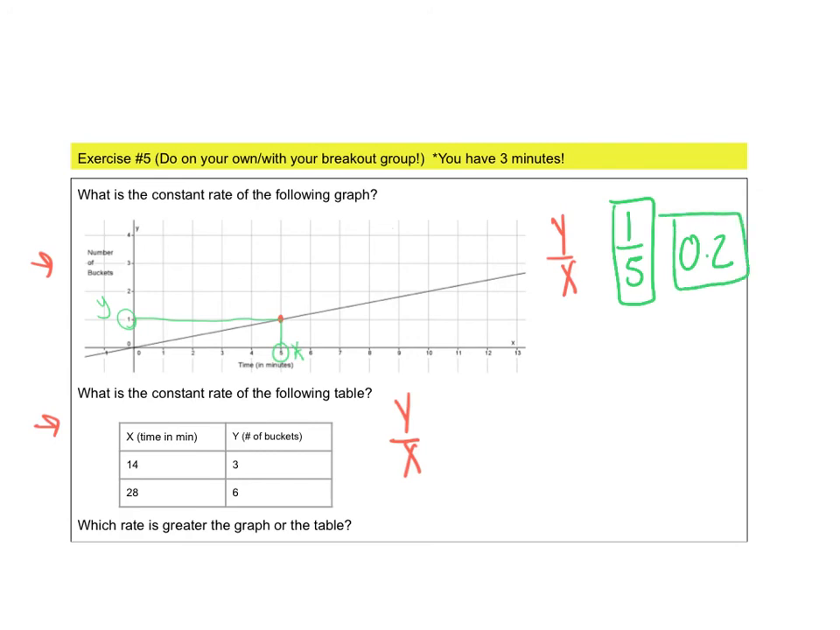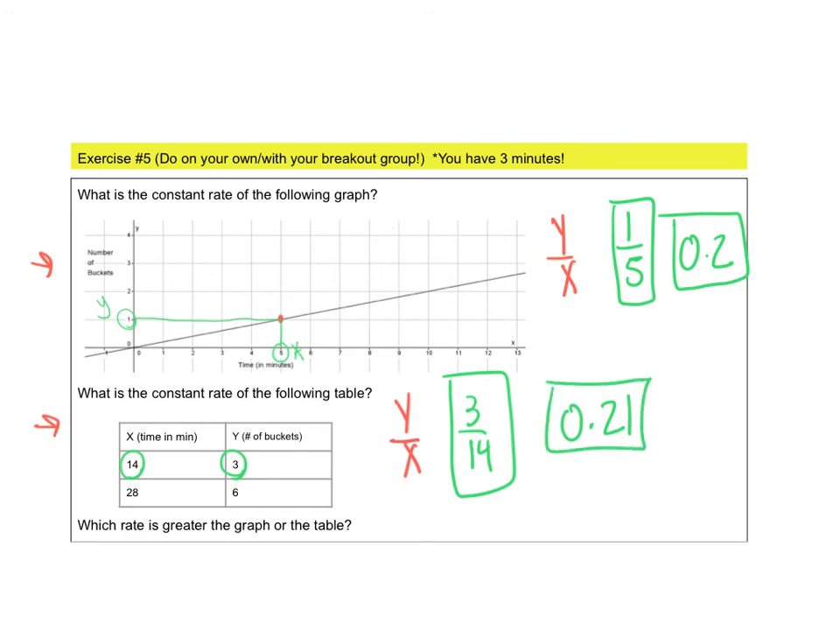Okay? And then for this table over here, I'm going to be doing the same thing, y divided by x. So 3 divided by 14. And when I do this, it comes out to 0.214. Very long number. I'm just going to round off to 0.21. Well, I want to compare these, so I'm going to make my other number have a 0 at the end.